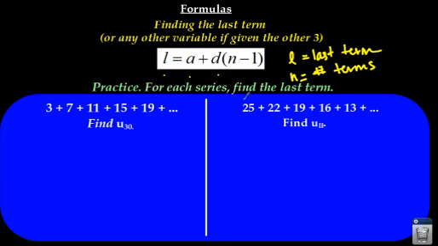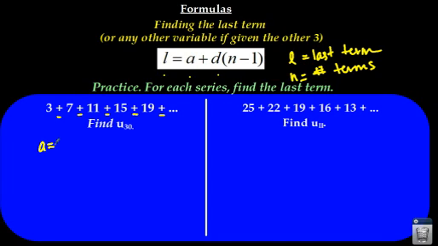It says for each series, and we know it's a series because the numbers are separated by addition signs, which tells us we're going to be tallying this or summing it up, find the last term. So we're going to be finding L here. So I'm going to start by listing everything I know. I don't know L, so I'm not going to list it, but I do know A.